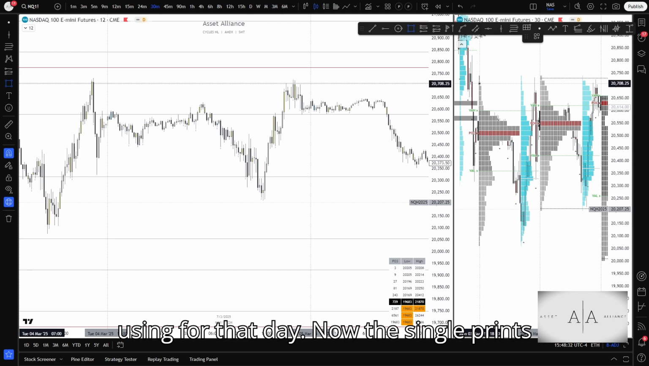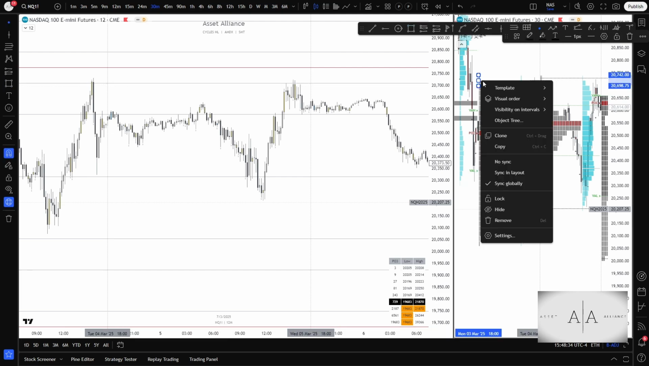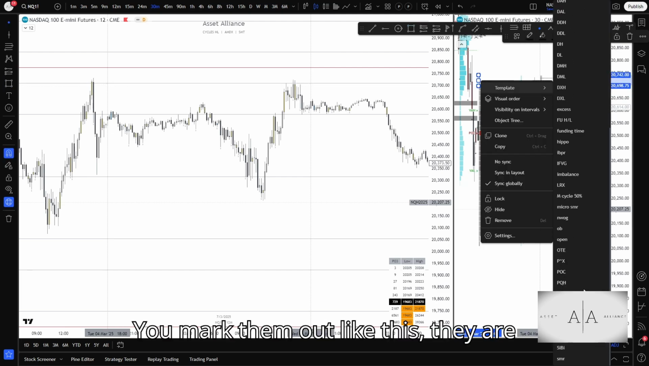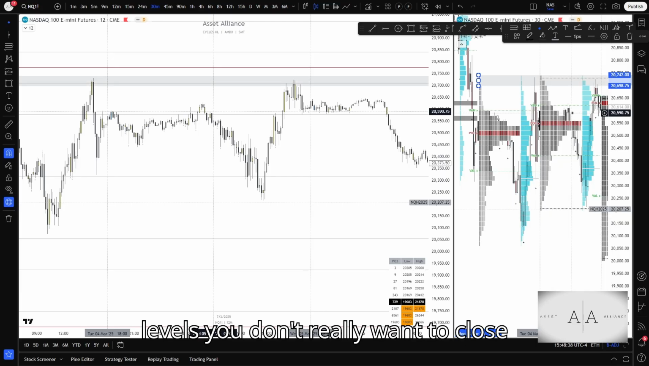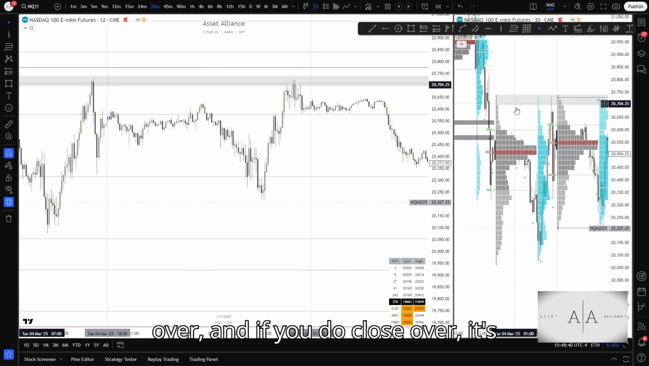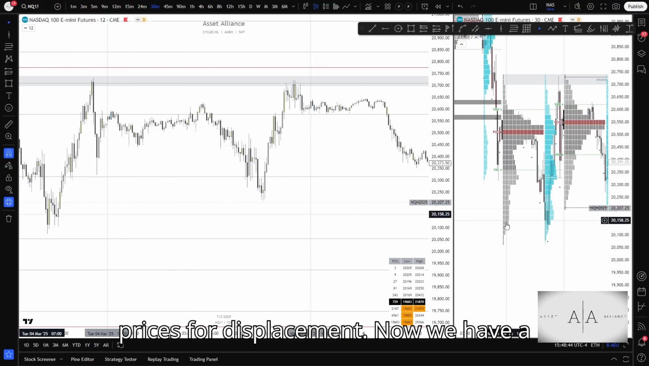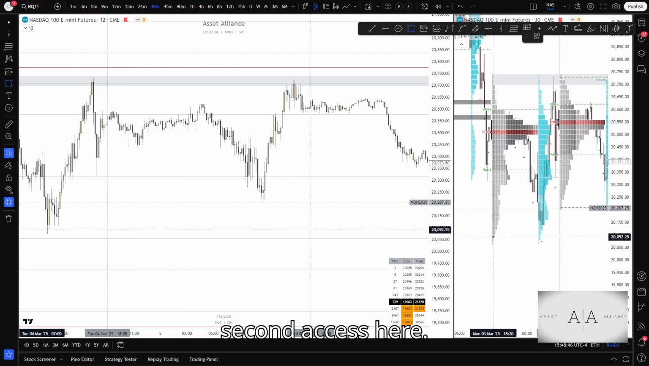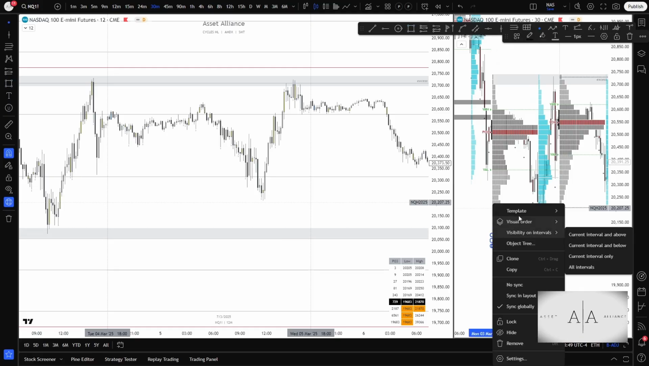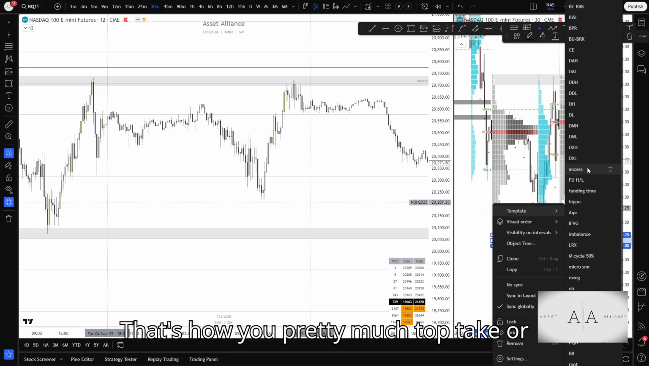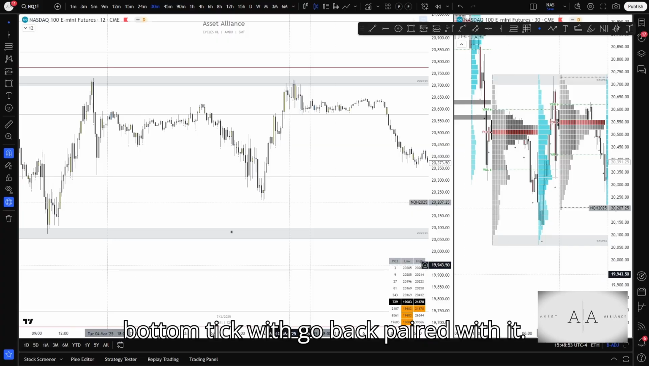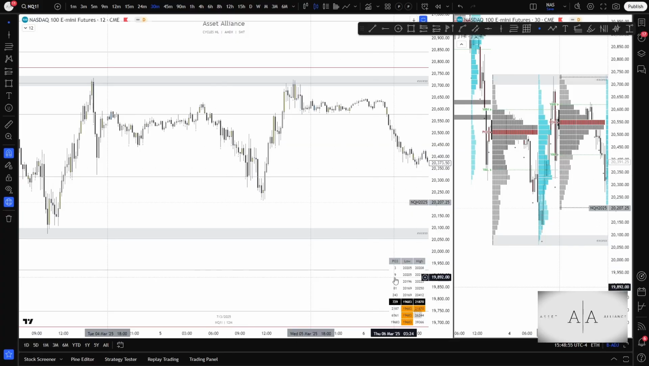Now the single prints like this are called excess. You mark them out like this. They are levels you don't really want to close over, and if you do close over, it's going to do a break, retest, and higher prices for displacement. Now we have a second excess here. That's how you pretty much top take or bottom take with Goldbach paired with it.